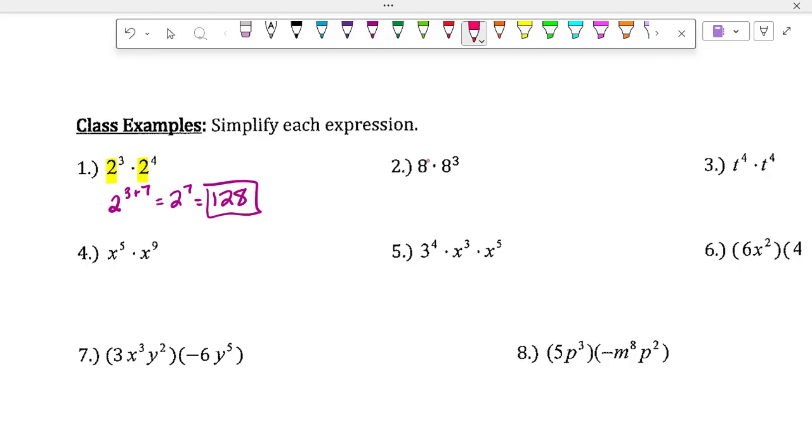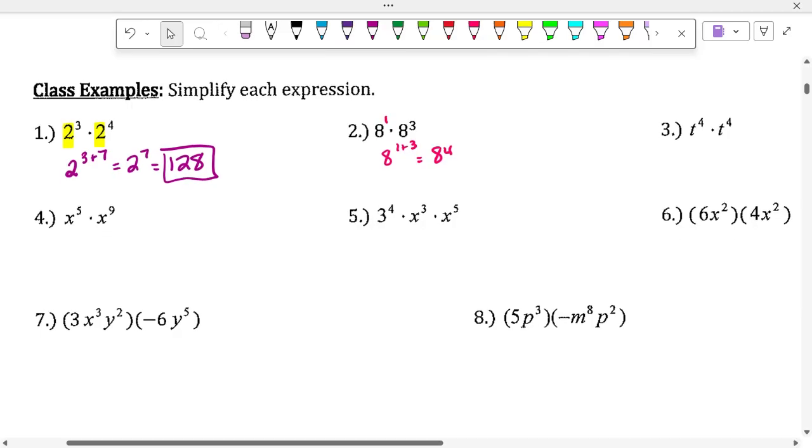Now, number 2, if there's no exponent, all right, we're still doing same bases because both are 8. If there's no exponent, the automatic exponent is 1. This would be 8 to the 1 plus 3, which is 8 to the 4th. All right. And you can evaluate that if you want, but I'm just going to leave it as 8 to the 4th for right now.